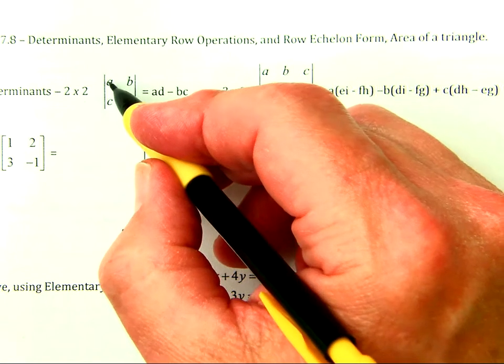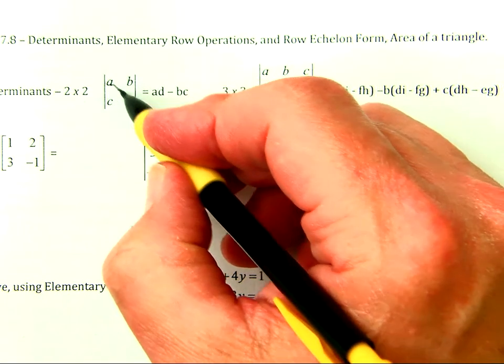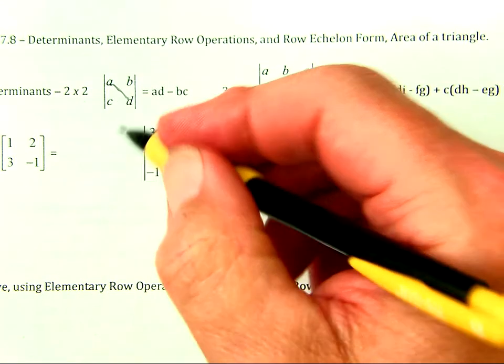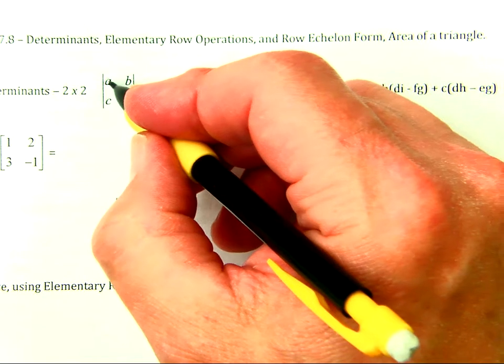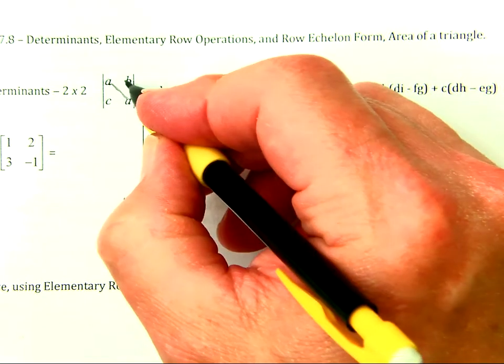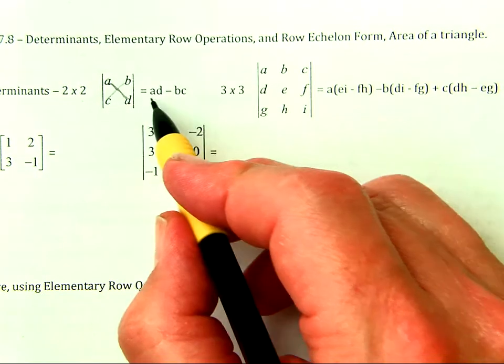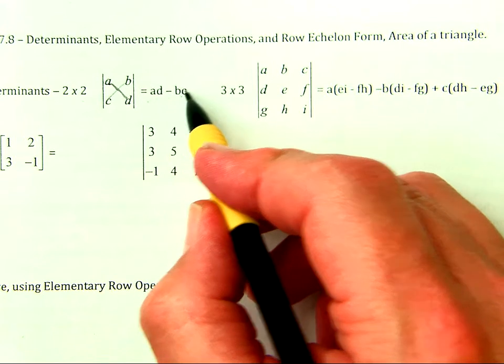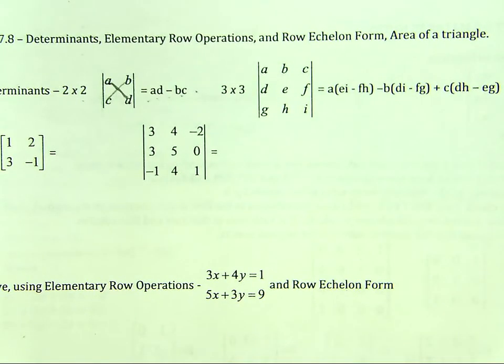So you start, this is called the main diagonal here. This one right here is called the main diagonal. You start with that one. So you multiply there, A times D minus B times C. So A times D minus B times C. So that's the determinant of a 2 by 2.